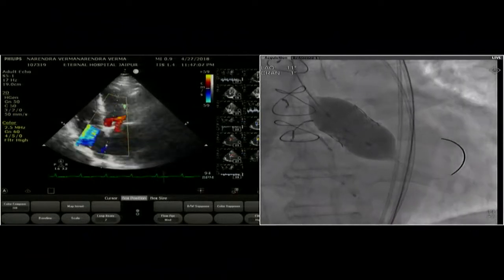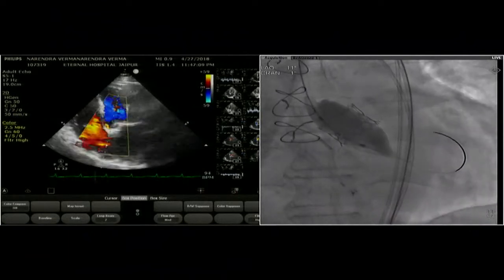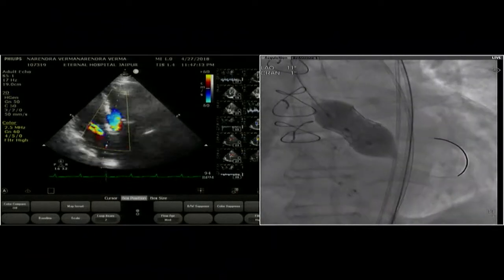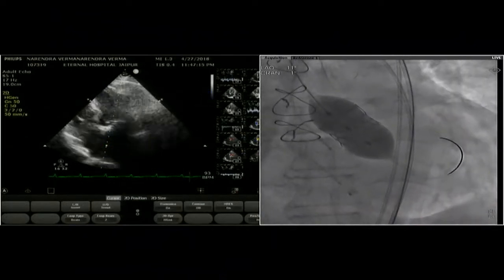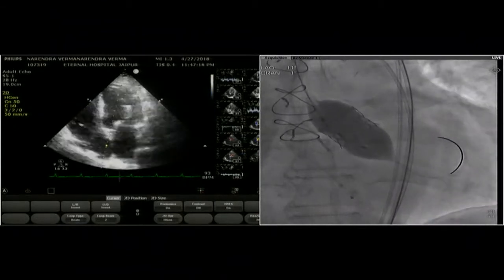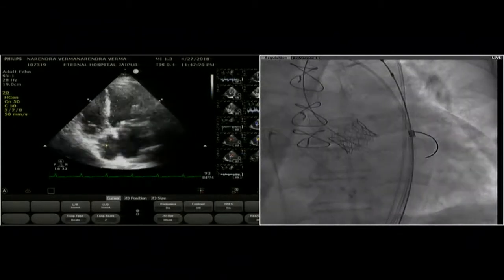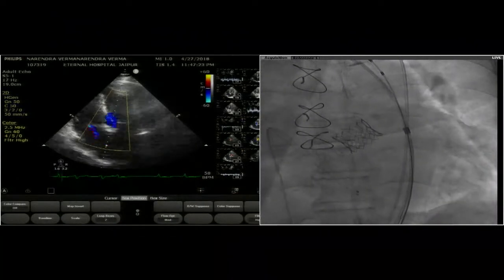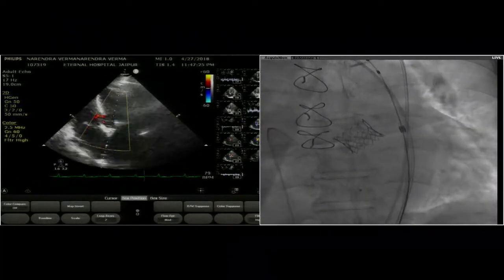So you can see the echo on your screen, right? We still have a wire across. So I think I'm going to take a picture without a wire here. Let me take out my wire. We can always re-enter. There's no significant AR here. And I'm going to remove my pigtail as well. Okay, ready with injection?